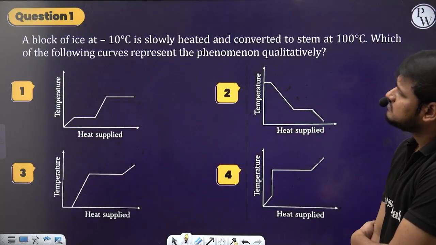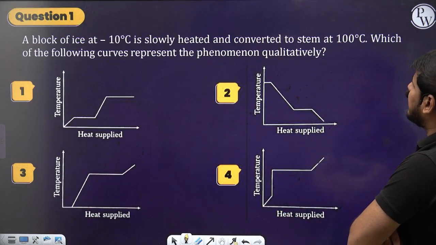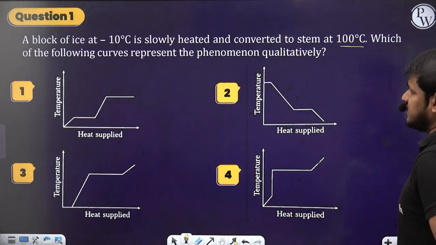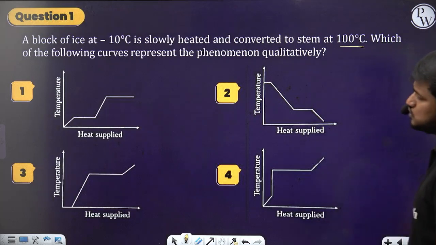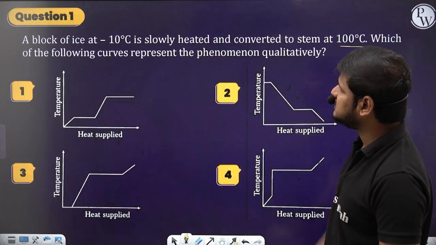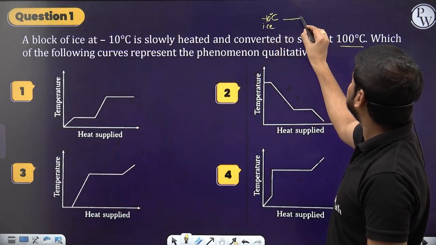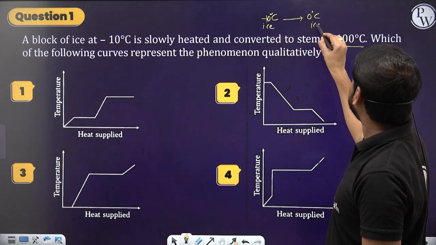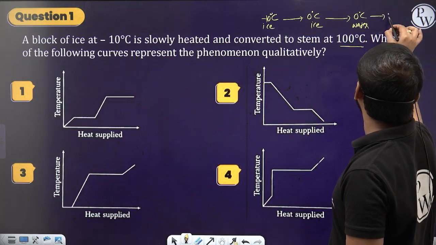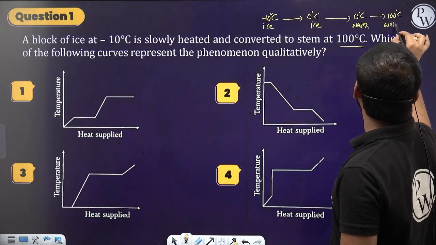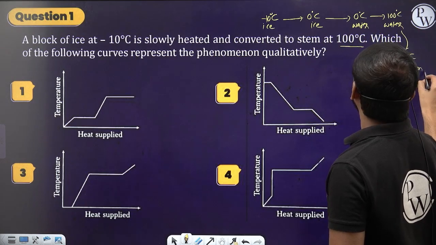So we have a block of ice which is at minus 10 degrees centigrade, slowly heated and converted to steam at 100 degrees centigrade. So which of the following curves represent the phenomenon qualitatively? So first it is at minus 10 degrees centigrade. So what happens, minus 10 degrees centigrade ice, it will become 0 degrees ice, right? And then 0 degrees water, then 100 degrees water, right? And then 100 degrees steam. Yes or no?